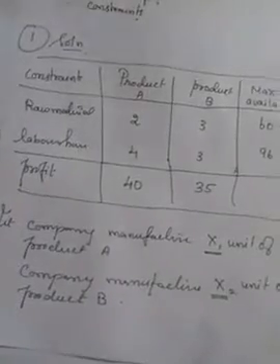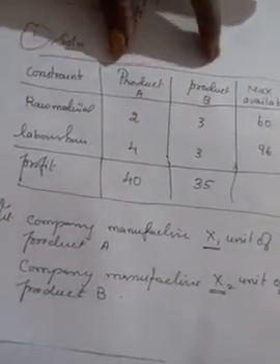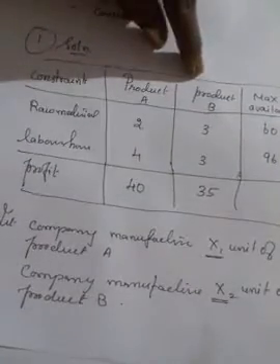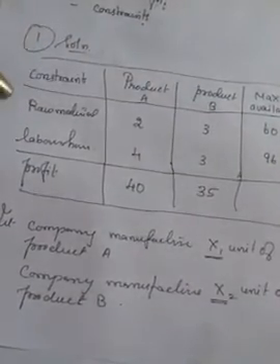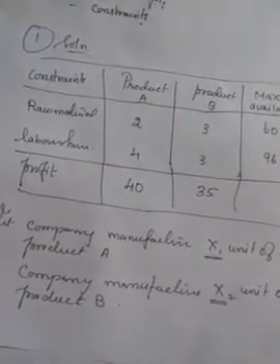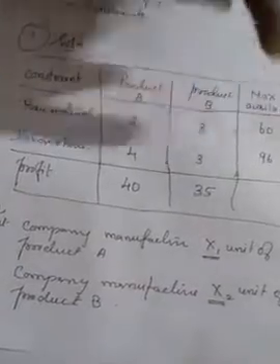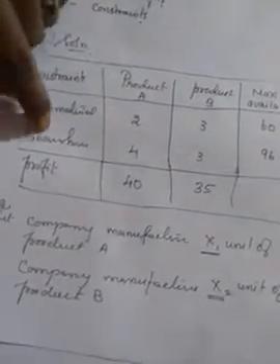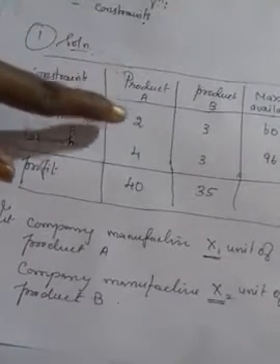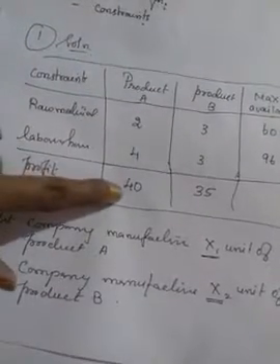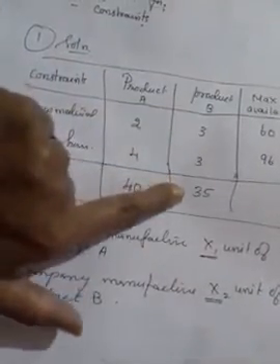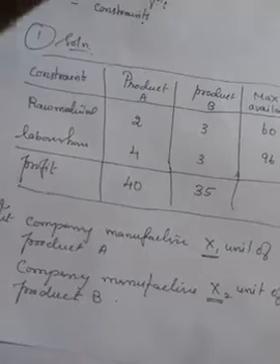In the first problem they gave two product variables. We took product A as X1 and product B as X2, and they gave two constraints. One is raw material, another one is labor hour, and maximum available raw material they gave 60, and maximum available labor hour they said 96 hours. And if you make product A, you will get rupees 40 per unit, and for product B you will get 35 per unit. Okay, so this is the given problem.